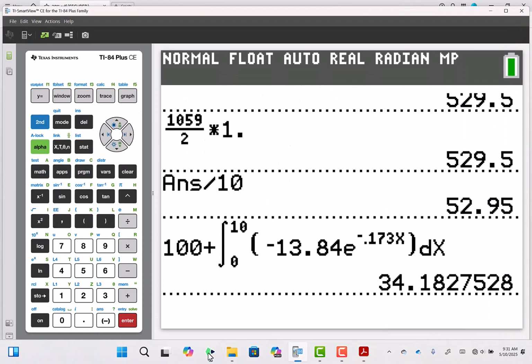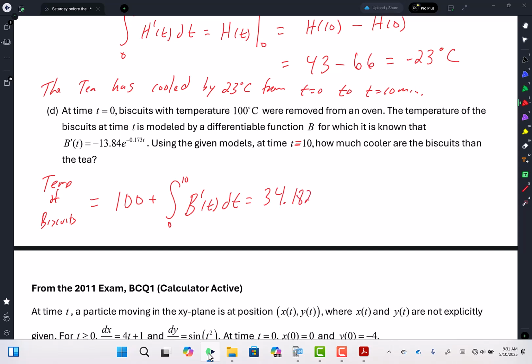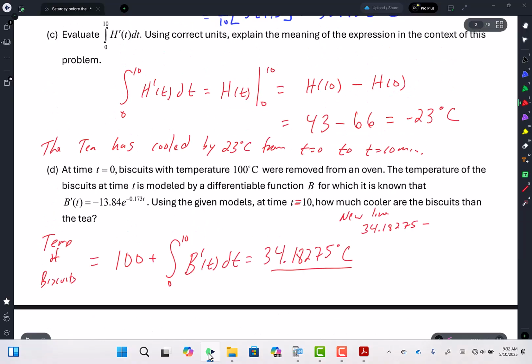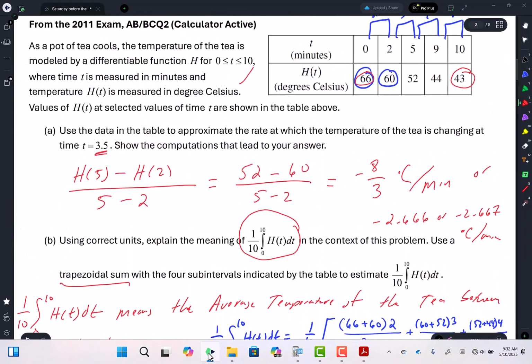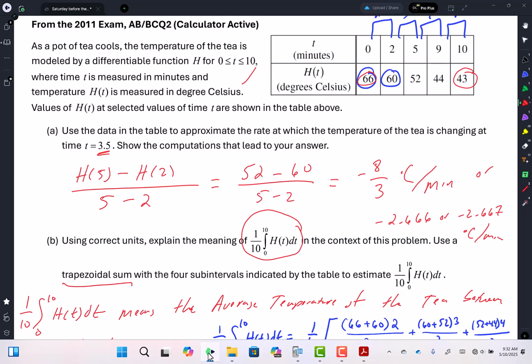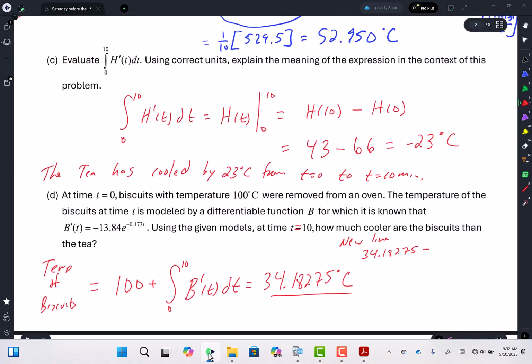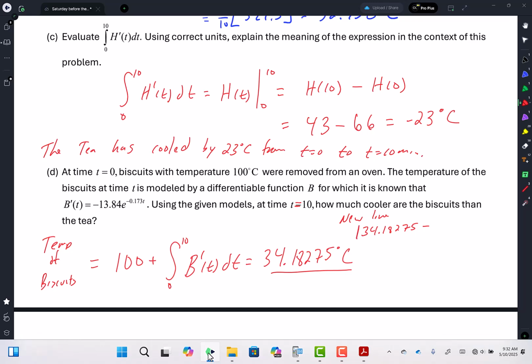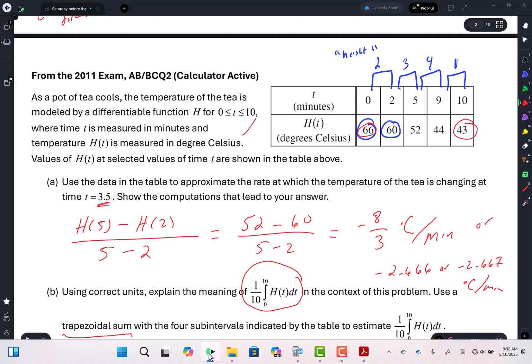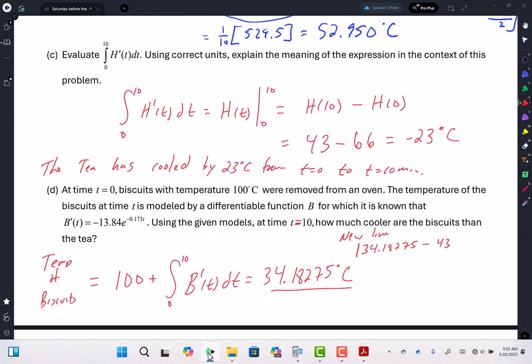I can't believe I forgot. 34.18275 degrees Celsius. Okay, we're not done yet. It says, how much cooler are the biscuits than the tea? So take this number. Start a new line, because some of you guys like to go minus whatever. Start a new line. So I'm going to go 34.18275. And I'm going to subtract the temperature of the tea at t equals 10. So how much cooler? So minus, you know what? Absolute value, since I already put 34, because we already know it's cooler. Minus 43, close, equals.